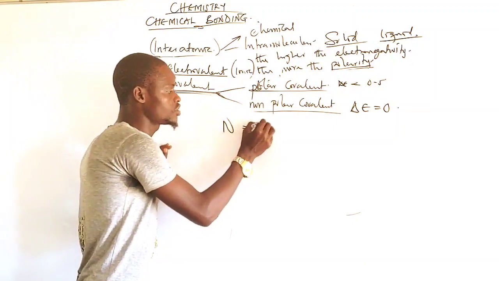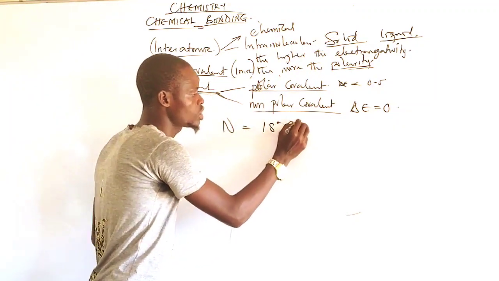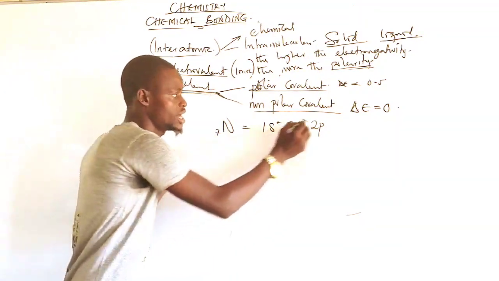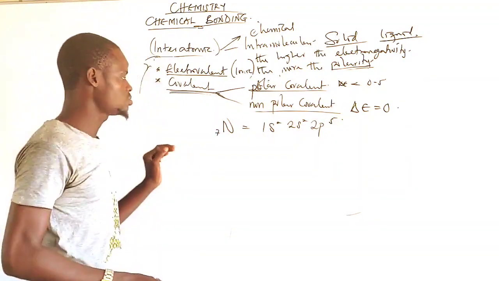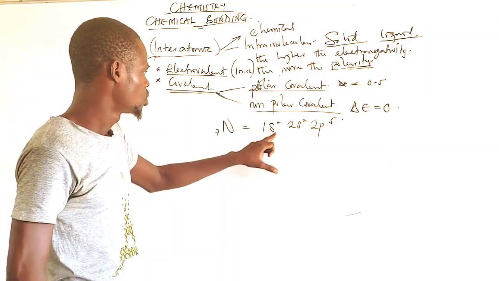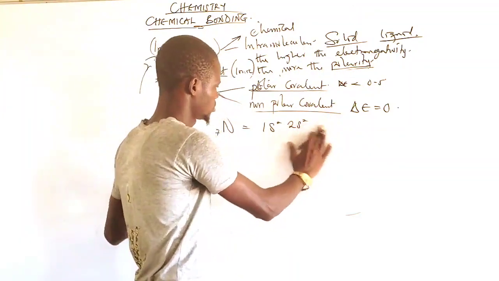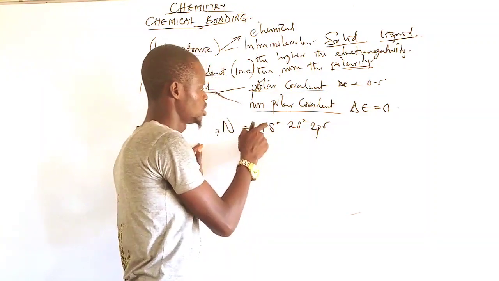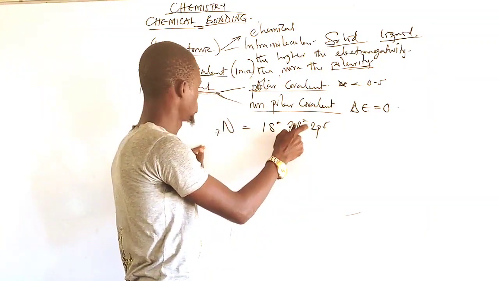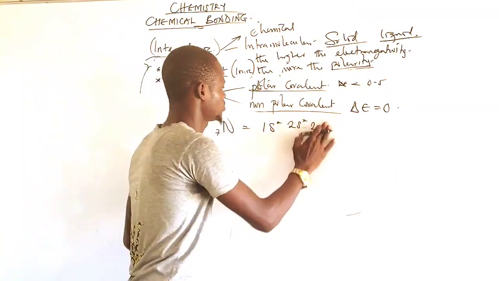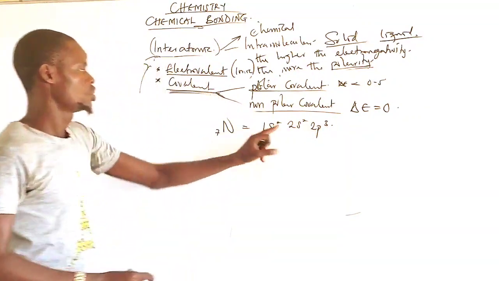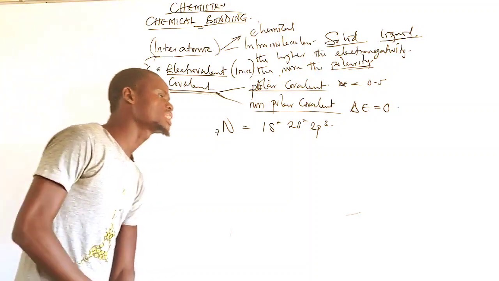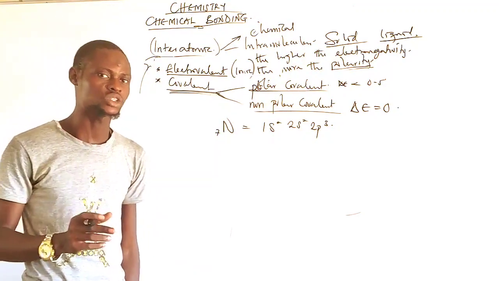Nitrogen has an electron configuration of 1s2, 2s2, and 2p3, since its atomic number is 7. So that is 2 plus 2, 4, plus 3. That's 7. Now, one thing I want you to know: what is my valence electron?